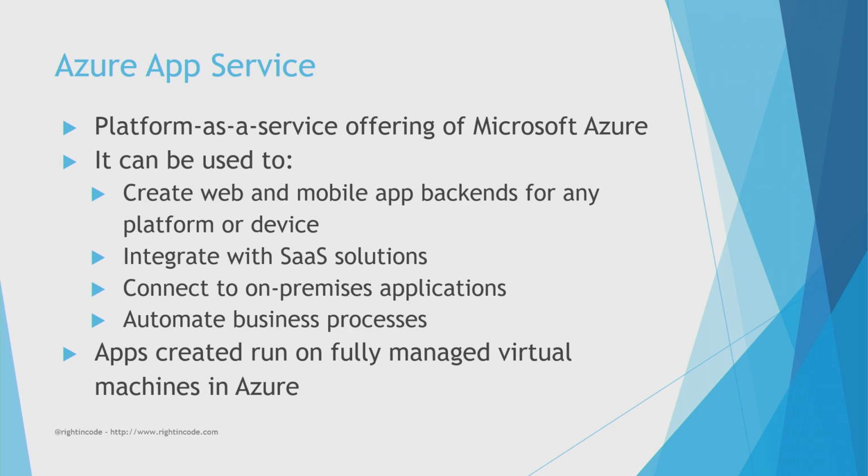All right, so let's talk about Azure App Service for a moment. At a very high level, it's a platform as a service offering from Microsoft, used to create a couple of things. One of them is web and mobile backends for any platform or device. There are also connectors for integration into other SaaS services and products, as well as connections if you have on-premises apps or on-premises data that you need to access. You can use Azure App Service for that. And then automating business processes.